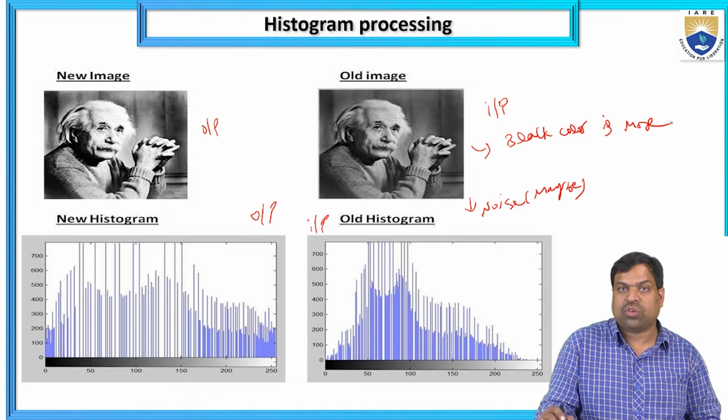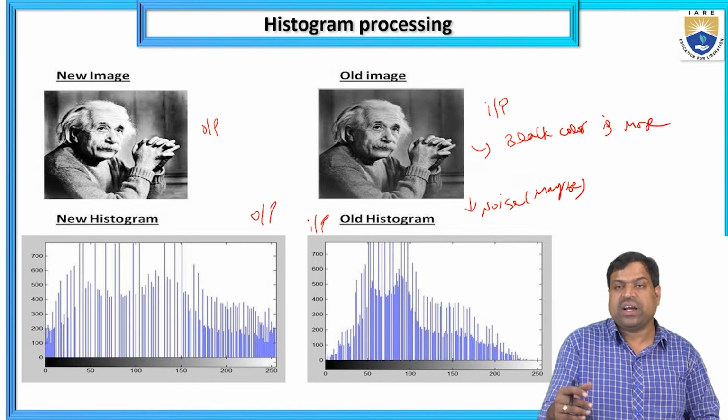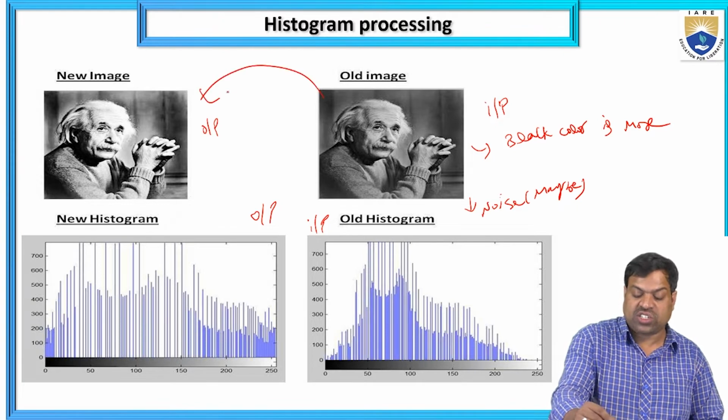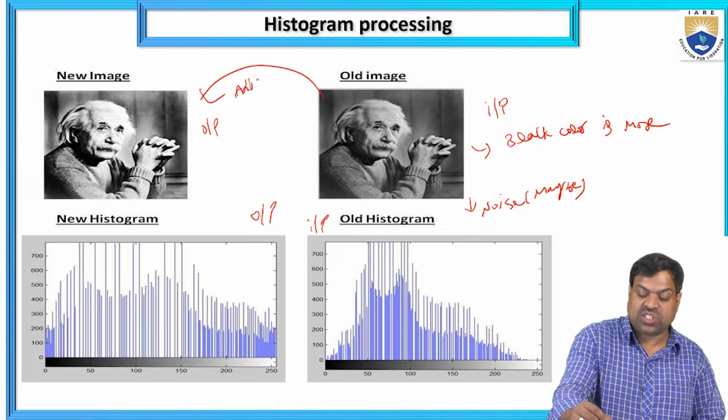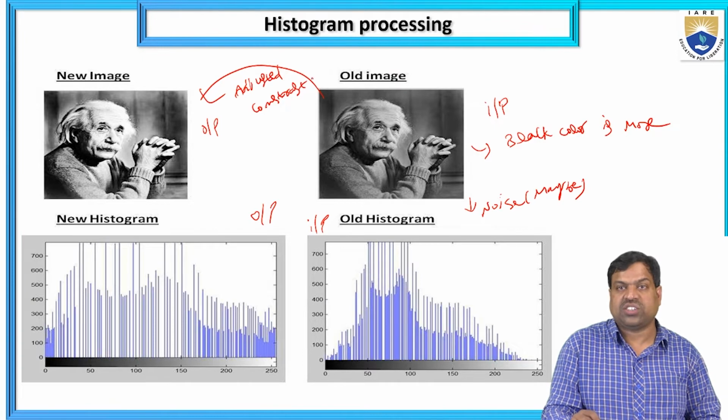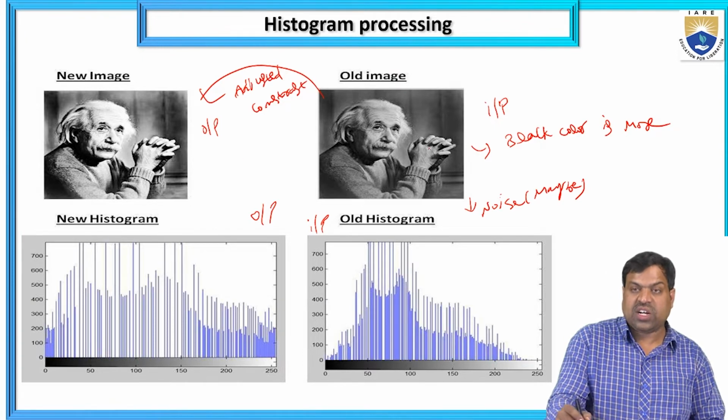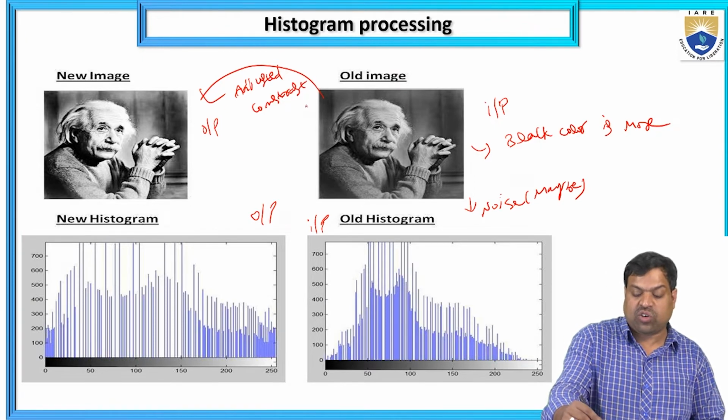Black color is more. So here the black color is dominating this image. So I am adjusting the contrast. Just what I have done means I adjusted the contrast. In this image, I increased the contrast levels.